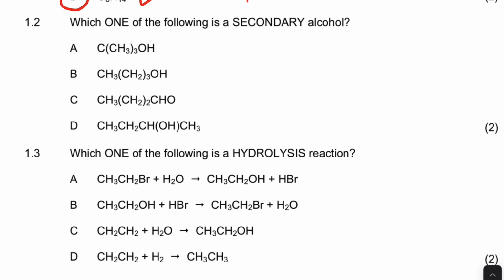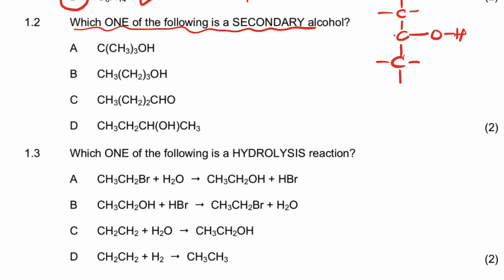Now let's go to 1.2. Which one of the following is a secondary alcohol? The secondary alcohol is when the carbon with the hydroxyl is attached to 2 carbons. So this is a secondary alcohol because this carbon with the OH is attached to 2 carbons. So let's look for that. Now if you look at this one, it's a carbon with 3 CH3. Do you see? It's 3 CH3 and the OH.